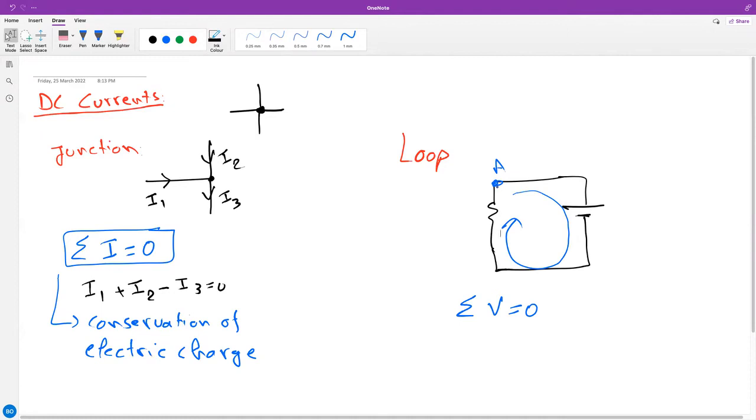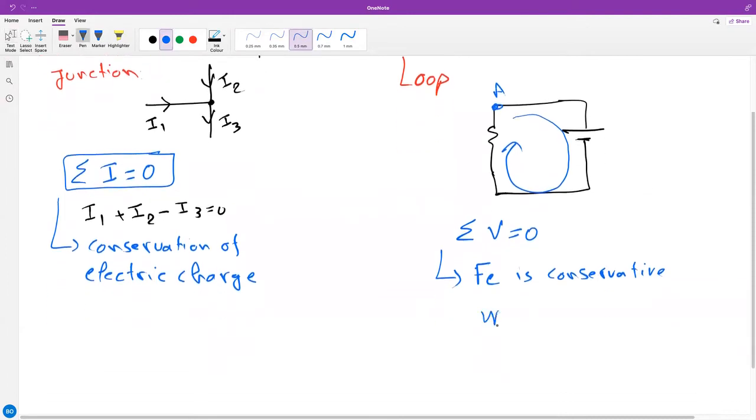And this comes directly from the fact that the electric force is conservative. One of the consequences of a conservative force is that the work done to go from point A back to A is equal to 0. This is the definition of a conservative force. For example, the friction force is not conservative.